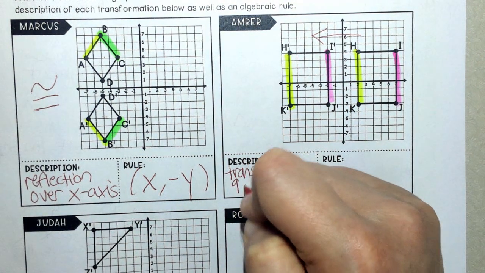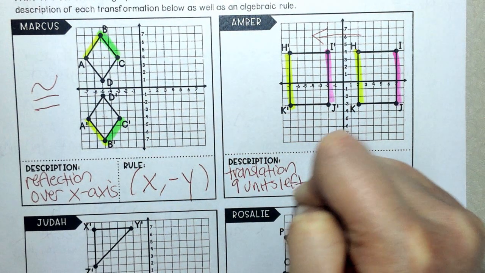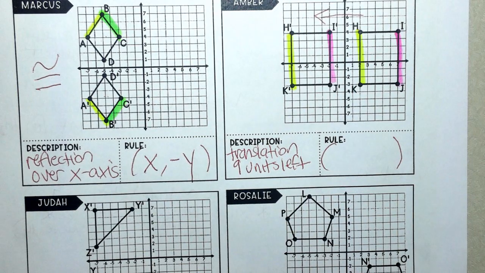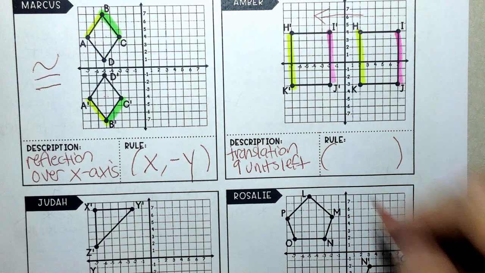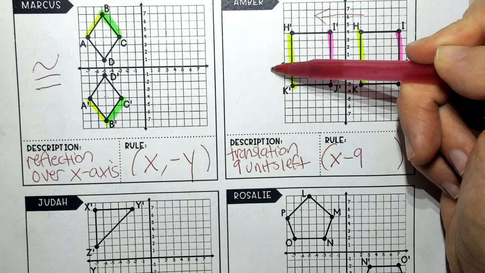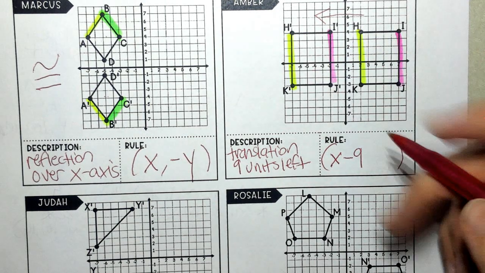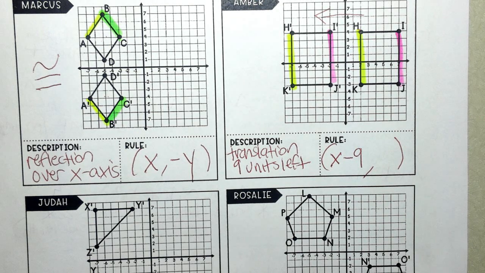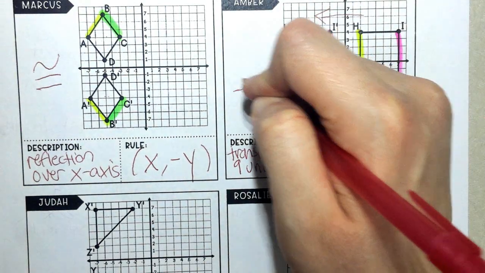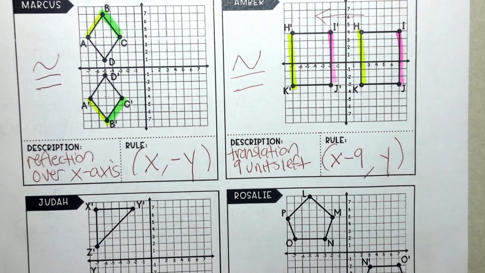So translation, 9 units left. 9 units left. Okay. The rule for this, anybody remember what it looks like for a translation? What do we do? Do you remember? Very good. X minus 9, because on our x-axis we subtracted 9 from each value to move to the left. Did we go up or down, guys? No, so our y value stays the same. On this, congruent or similar? Yeah, it's congruent. They stayed the exact same shape, exact same size. Good.